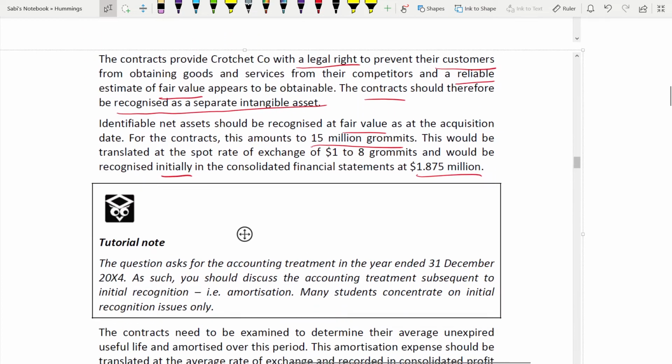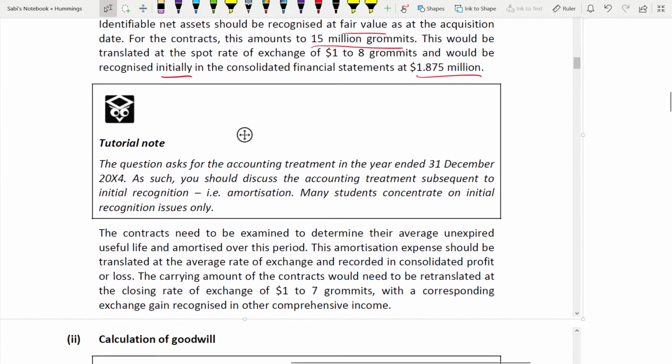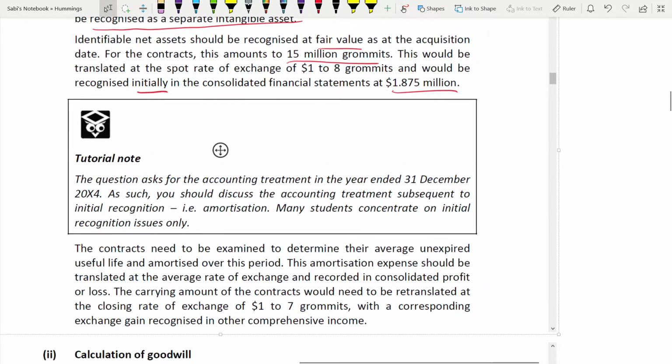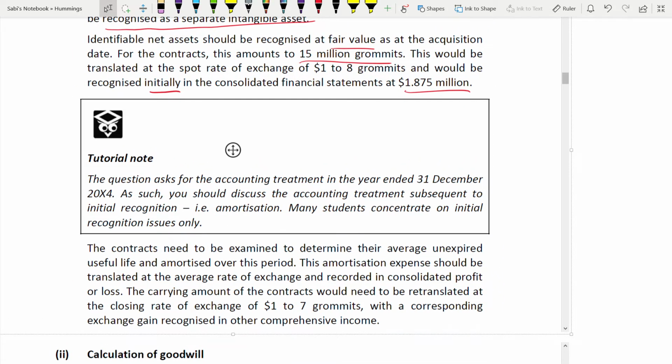Okay, now remember, don't forget the subsequent measurement. Often students write the initial recognition, but once you recognize an intangible asset initially, you have to amortize it also. Most of the students forget the amortization part. So make sure that you don't forget. This needs to be determined so that you know what is their unexpired useful life and amortize over this period. For the amortization purpose you need it.